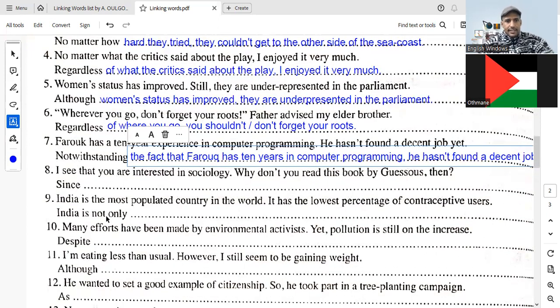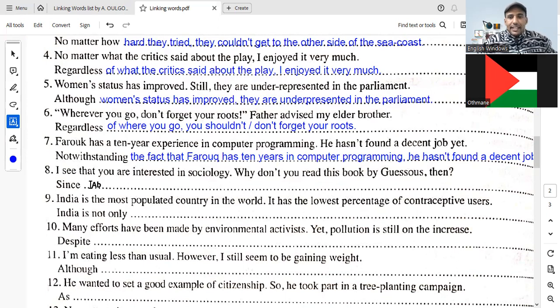Well, number 8. I see that you are interested in sociology. Why don't you read this book by Gessus then? I see that you are interested in sociology. Why don't you read this book by Gessus? Gessus is a sociologist, a person interested in or an expert in the subject.